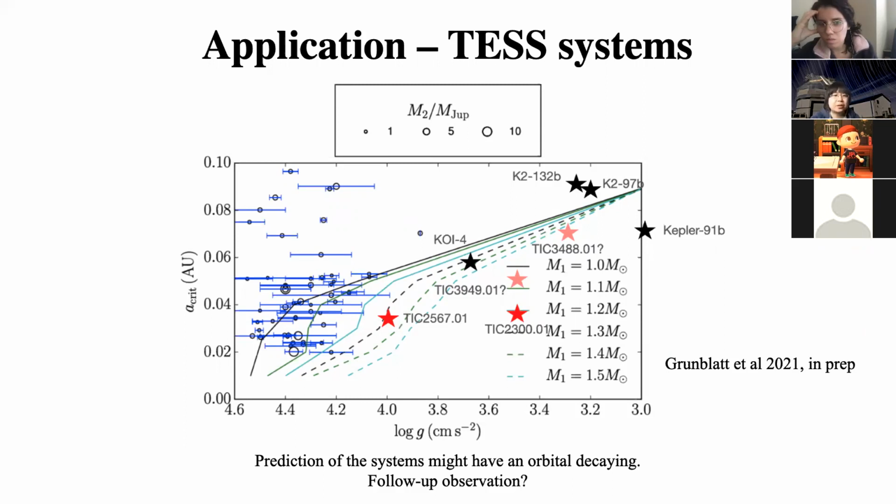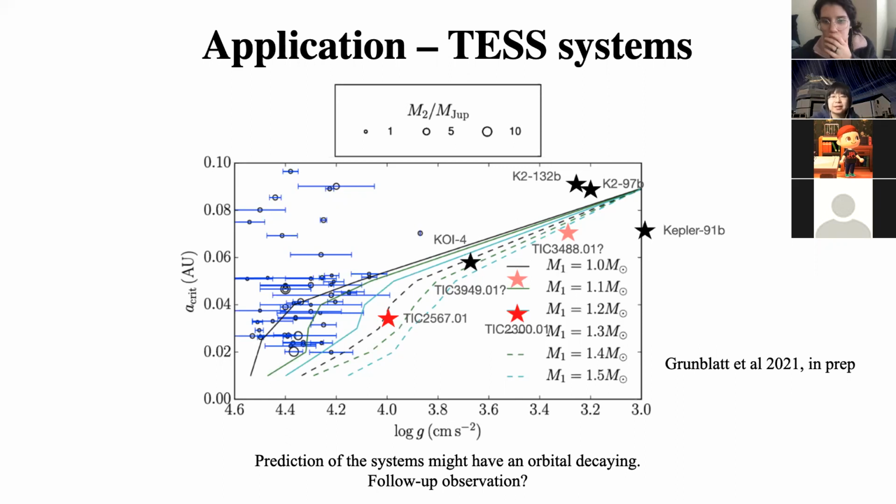The shallow red stars mean the systems are still in the process of getting the star properties and the orbital parameters. Here I would like to mention this system, TIC 2300, which is way below the equality line. This system was discovered by my collaborator, Sam Grunblatt, who is an expert in searching for exoplanets around evolved stars.